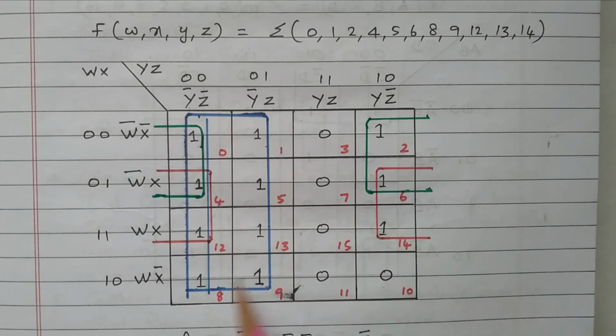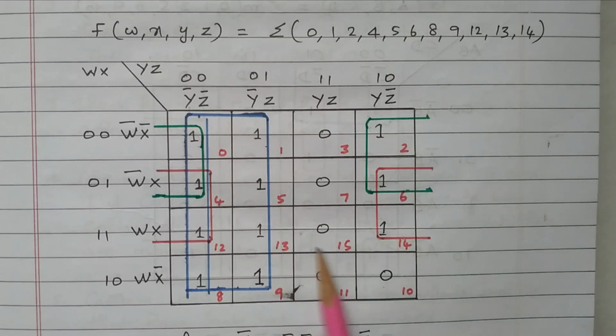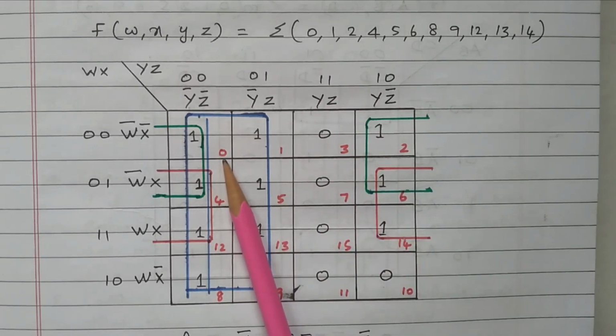The 8 is represented in the fourth row: 8, 9, 10, 11, then 12, 13, 14, 15. So these red color numbers are nothing but the minterms. 0, 1, 2, 3, 4, 5, 6, 7, then 8, 9, 10, 11, 12, 13, 14, 15. These minterms can be represented directly in the K-map by referring to these red color numbers.